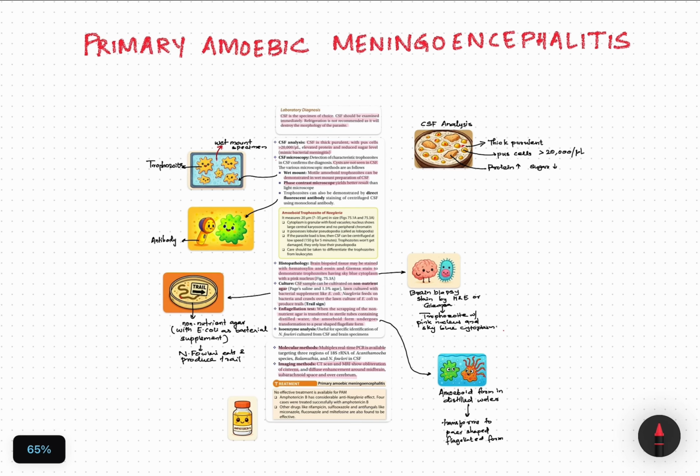Before I start with the lab diagnosis part, I would like you to remember that this disease is caused by a free living amoeba, Naegleria fowleri. This is a fatal disease. 98% of people who have got this disease are dead. This is a disease that will affect your brain.